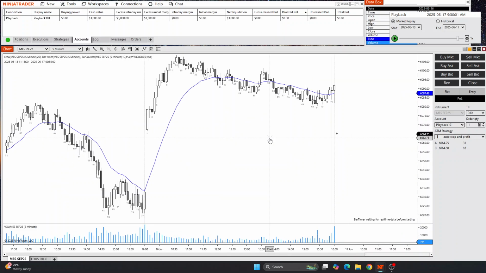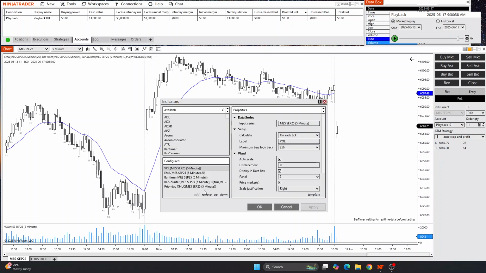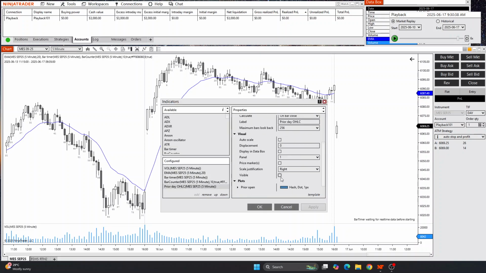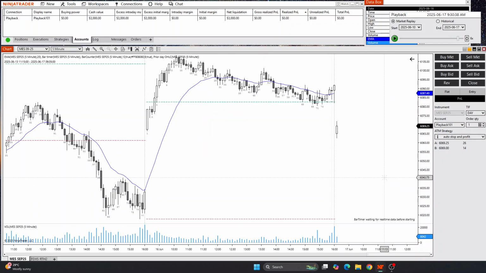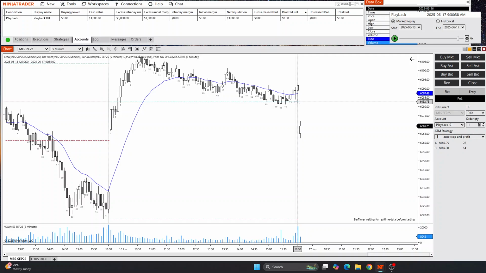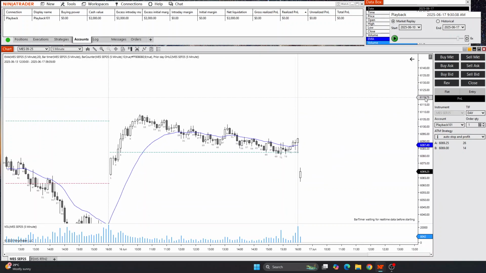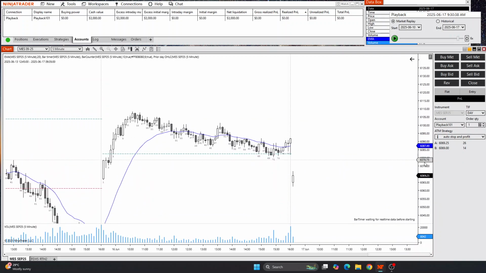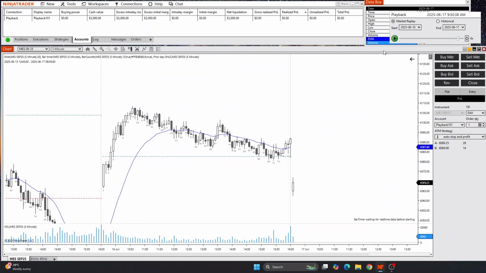Okay, let's see how the market goes. So let's start the replay. Let me forward it to 10x or 6x. Before that, quickly, let's add this indicator. Prior day high and low. So this was the prior day. Never mind. It will create as we go.